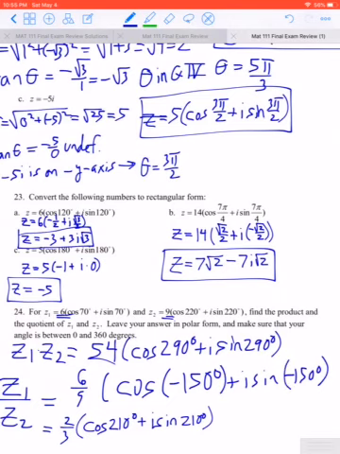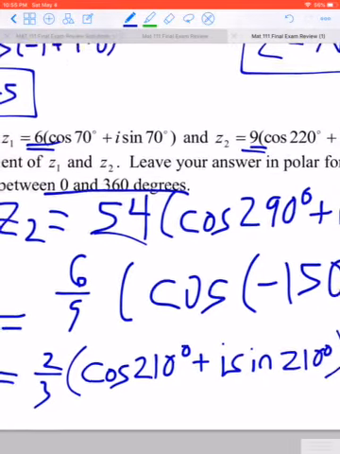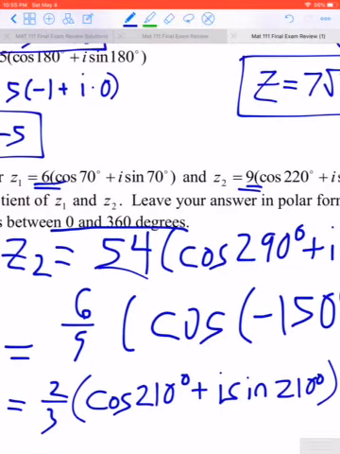Now for this problem, they do ask us to leave all angles between 0 and 360. So we need to find a positive coterminal angle to negative 150 degrees. We can do this by adding 360, and that would be 210. So our final answer for z1 divided by z2 should be 2/3, reduce the fraction, times the cosine of 210 degrees plus i sine of 210 degrees.